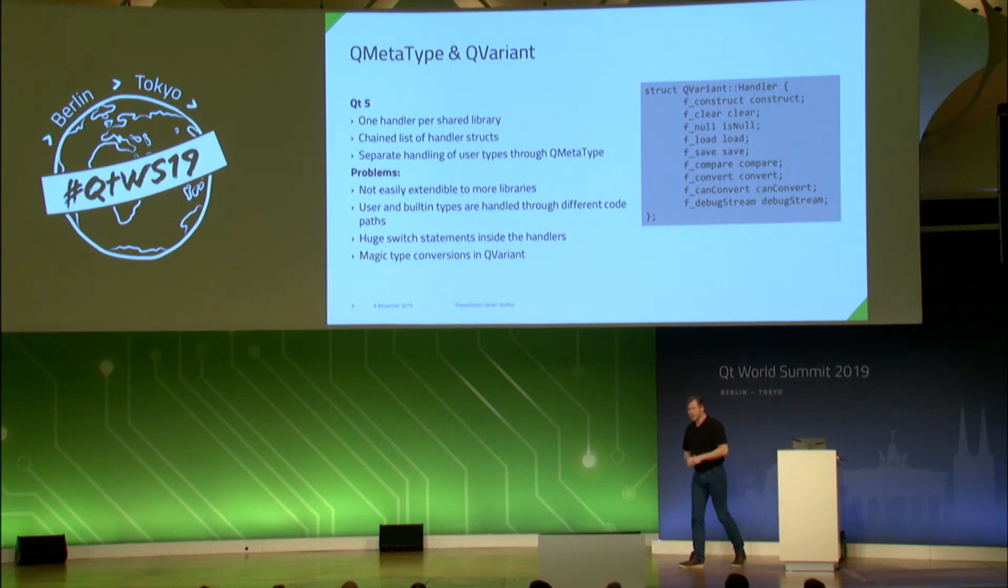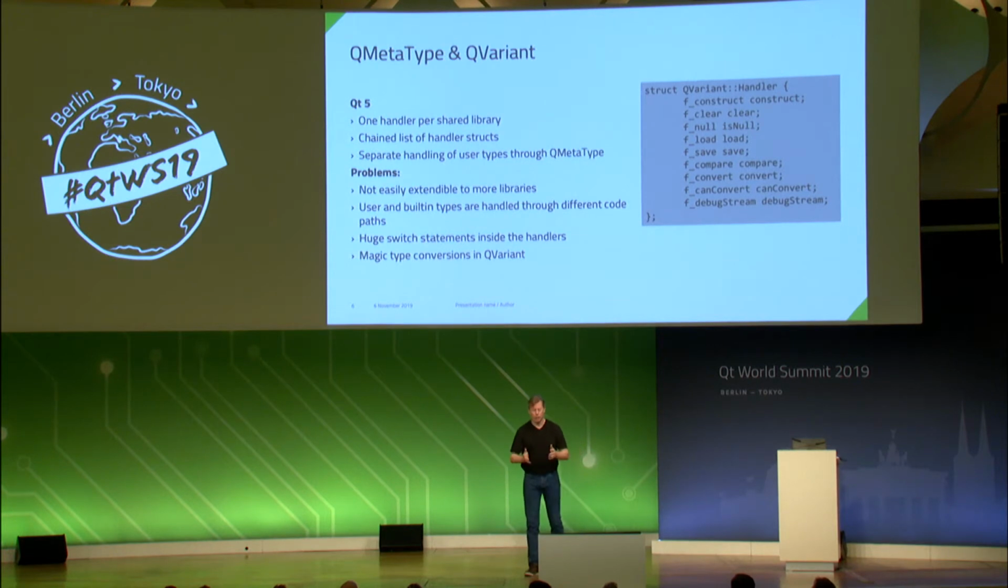Let's move over to QMetaType and QVariant. That's another thing where we want to change our implementations to give you a better experience. In Qt 5, QVariant actually has a set of handlers that basically allow you to convert any type to a variant, construct them, copy them. That's what QVariant needs to be able to do.